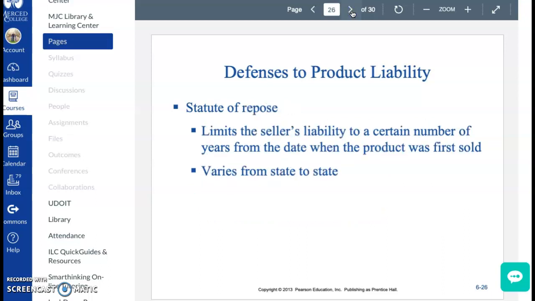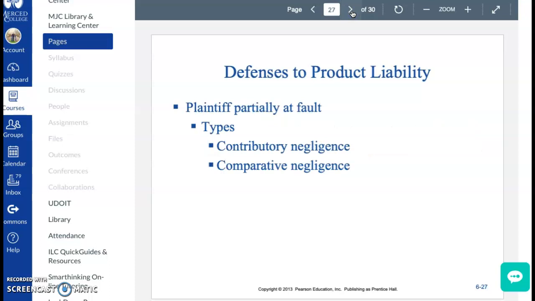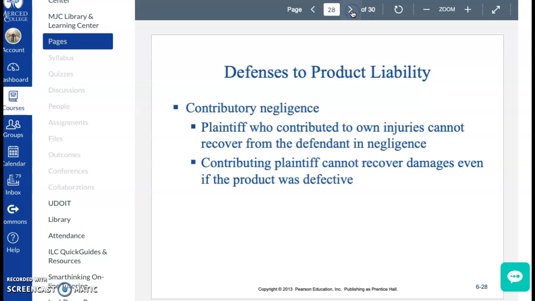Statute of repose limits the seller's liability to a certain number of years. So you can't just continue to sue a company 35 years after the product was manufactured. If the plaintiff was at fault, they're also going to limit liability. And then contributory negligence. Again, if they contributed to their own injury, they're not going to be able to recover damages.